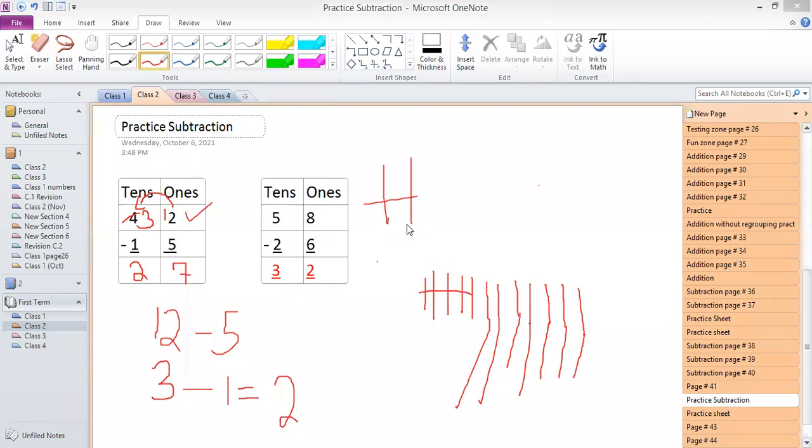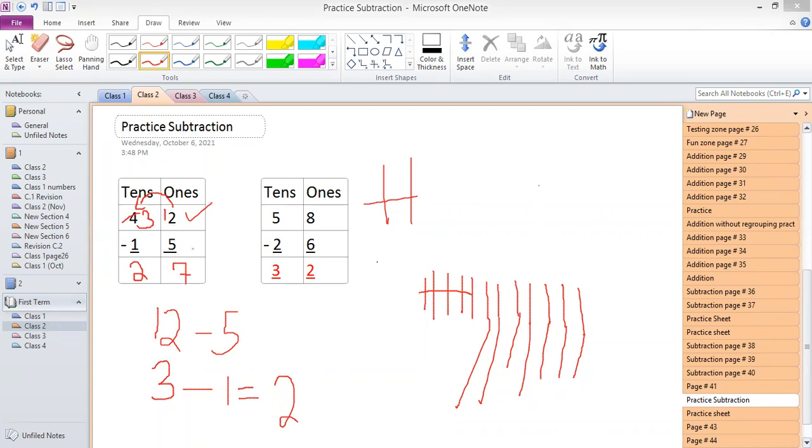So you have to remember, guys, that you cannot subtract a bigger number from a smaller number. So you cannot subtract 5 from 2. That's why you will take one carry, you will borrow one from the tens, and it is 4 tens. When it gives 1 ten to the ones, it will become 3 tens, and this 2 ones become 12 ones.